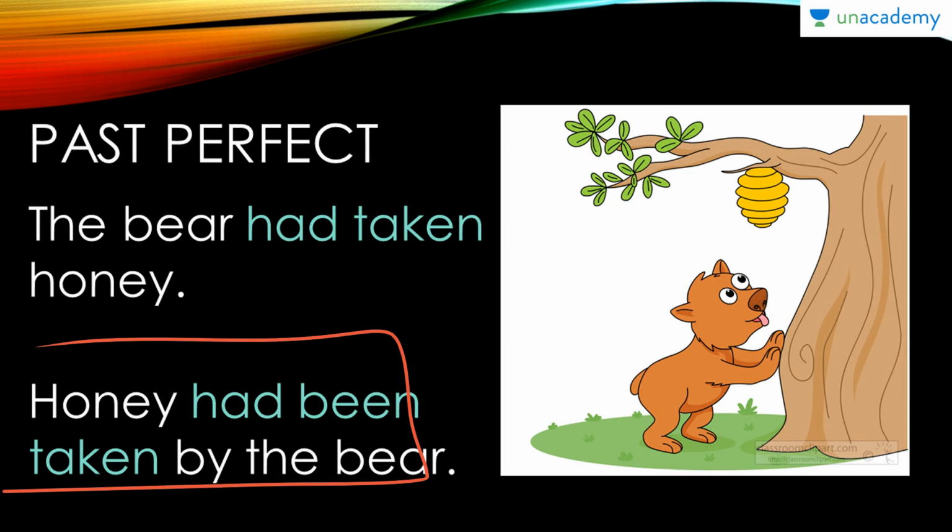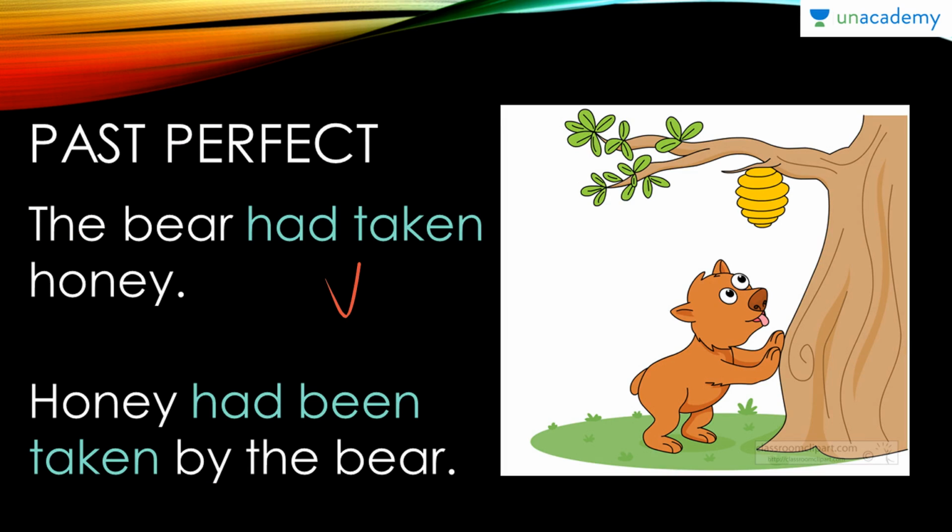In the first sentence, which is in active voice, the bear is your subject. Had taken honey, honey is your object. Had taken is the verb altogether. Again, active voice. In the second sentence, honey had been taken by the bear. Honey is your subject. Bear is your object. Had been taken is the verb. Again, been is your extra addition to the verb. And this is in passive voice.